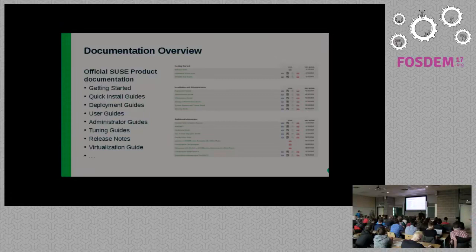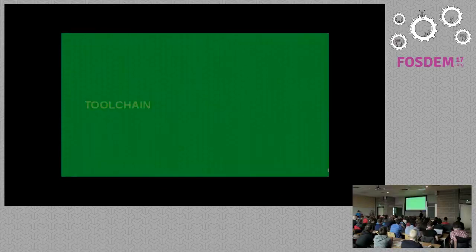All of that sums up to, I think at the moment, 14,000 pages, if I'm not mistaken, with SUSE Linux Enterprise 12. So that's quite a lot of documentation. And the question becomes, how do we handle that? How do we write it and how do we handle it?